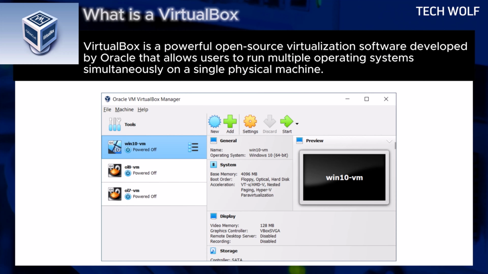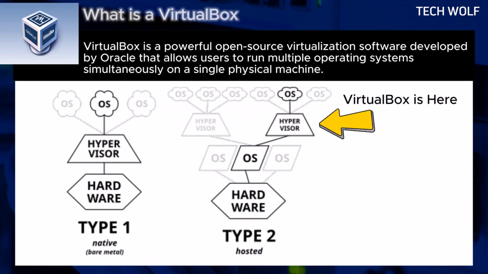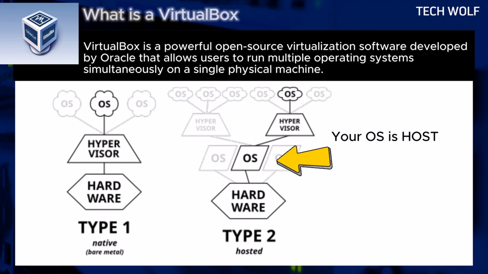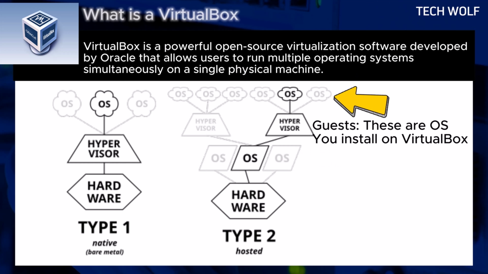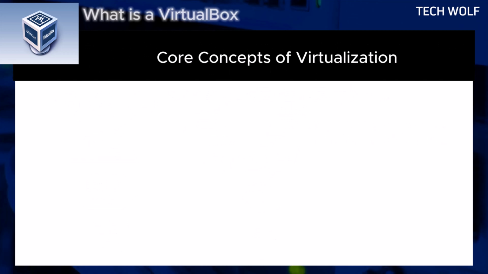So what is VirtualBox? VirtualBox is a Type 2 hypervisor that runs on top of an existing operating system, which is known as the host, and provides a platform for installing and running additional operating systems, which are known as guests, within virtual machines. It supports various guest operating system types including Windows, Linux, Mac OS, Solaris and BSD variants, and it can run on different host operating system platforms such as Windows, Mac OS and Linux. To understand VirtualBox, let's break down the core concepts of virtualization as it applies to all similar software.